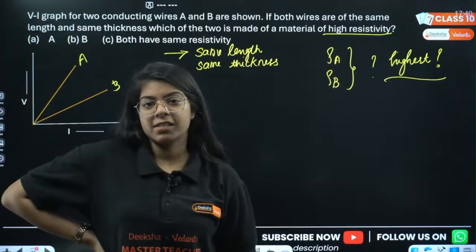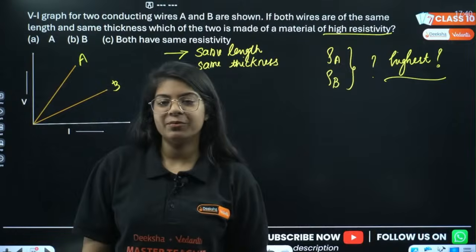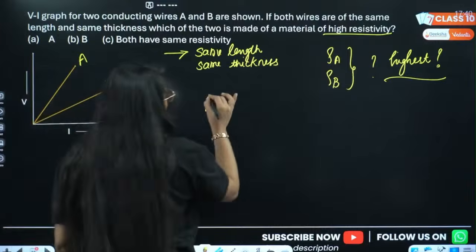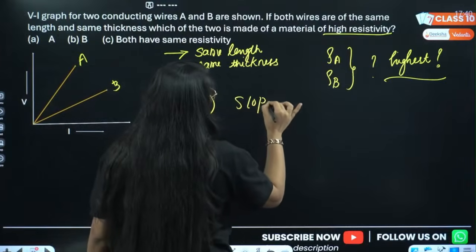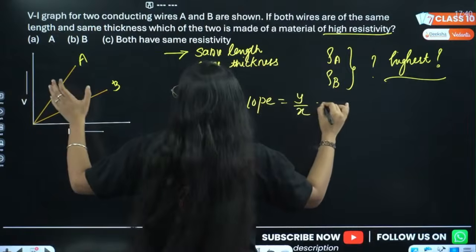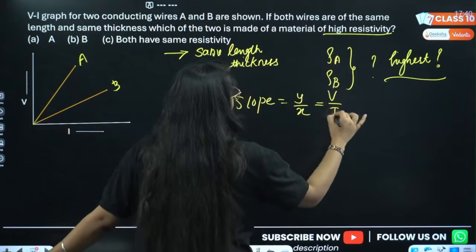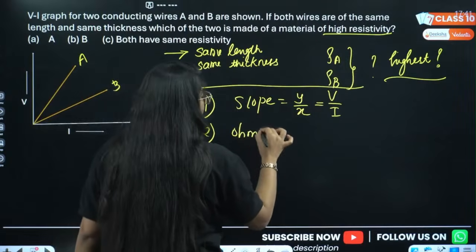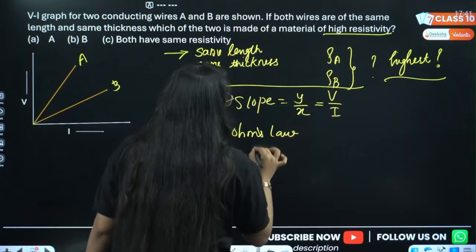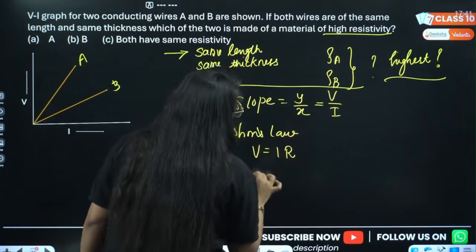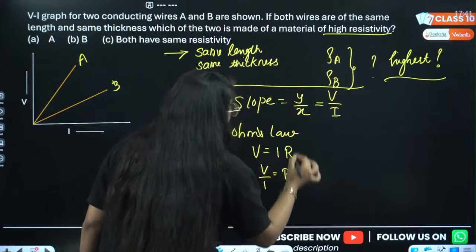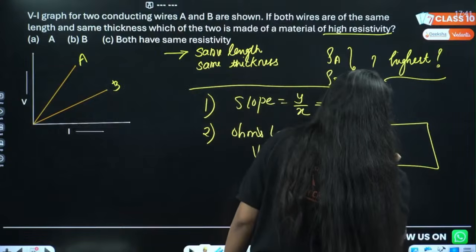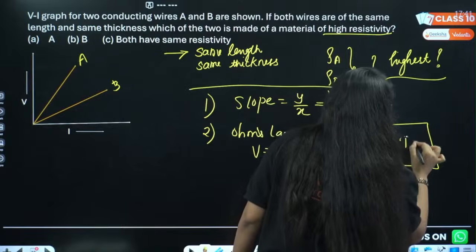We are getting answers as A. Okay. So in graph questions, what we have to do? We have to find the slope. Slope is y by x, here it is V by I. First step is done. Second step is to use Ohm's law, V equals IR. So V by I is equal to R. That means the slope of this graph is equal to R.